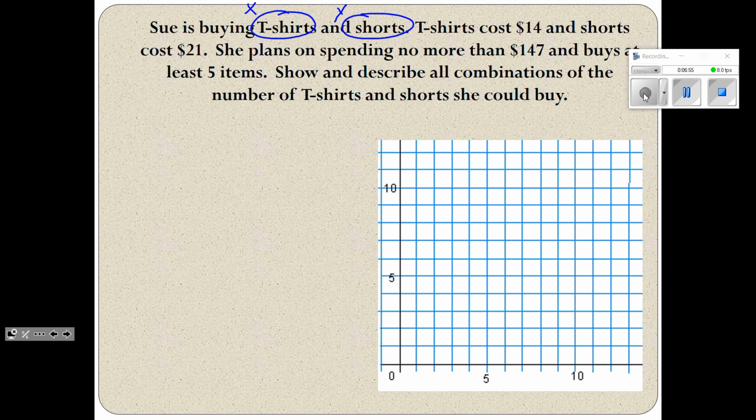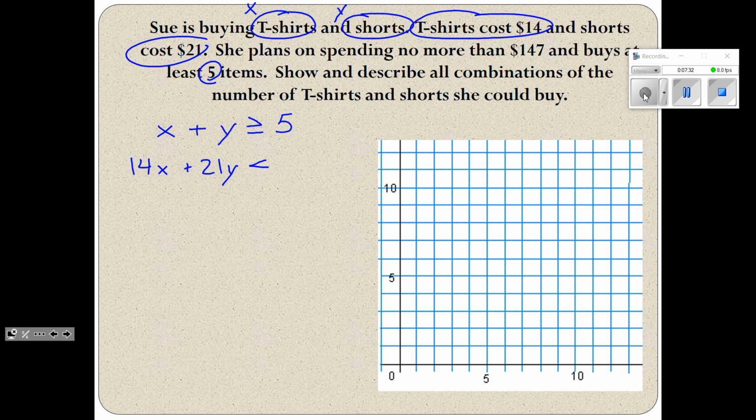One of the equations that we could write is going to be based on the number of t-shirts. She said at least 5. So the number of t-shirts and the number of shorts has to be at least, but it could be greater than 5. Now we need an equation based on the cost of each. T-shirts are $14, shorts are $21, so that would be our 14x plus 21y. And she spends no more than, so this amount has to be less than or equal to $147.